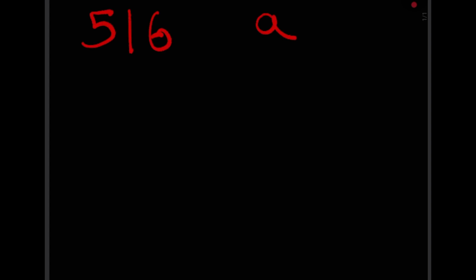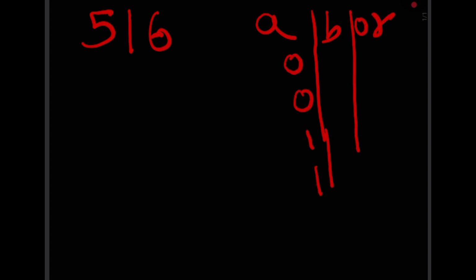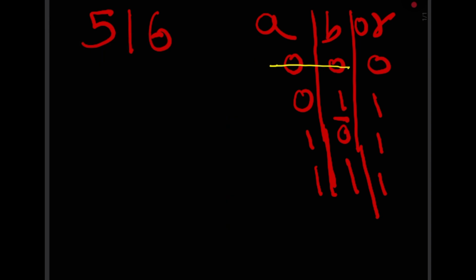In the case of OR, if I take A and B, 0011 and 0101. For OR, 0 and 0 I will get 0, 0 and 1 gives 1, 1 and 0 gives 1, and 1 and 1 gives 1. At least one input should be true. So here both the inputs are false, so I am getting false. Here B's input is 1, I am getting 1. 1 here, 1 here, and here also 1. So at least one condition should be true, so we will get 1.